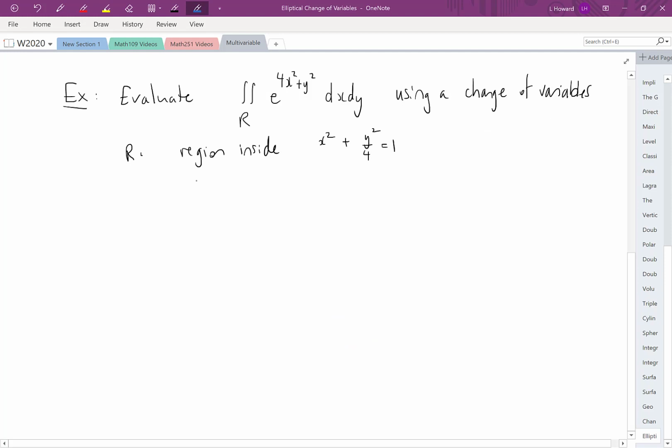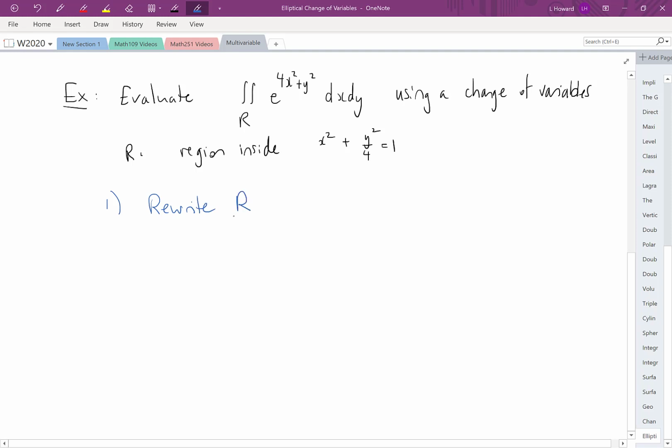So we want to evaluate the double integral over R of e to the 4x squared plus y squared dx dy using a change of variables. And the region R is the region inside this ellipse. So we're going to go through the same 4-step procedure as we did in our previous video to change variables for this integral. So first thing we're going to do is rewrite the region R.